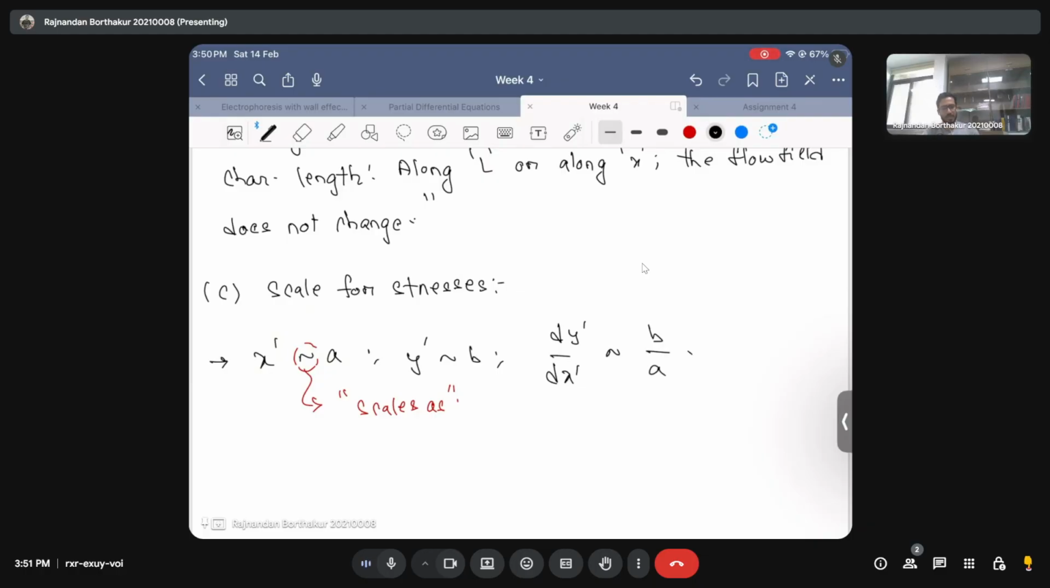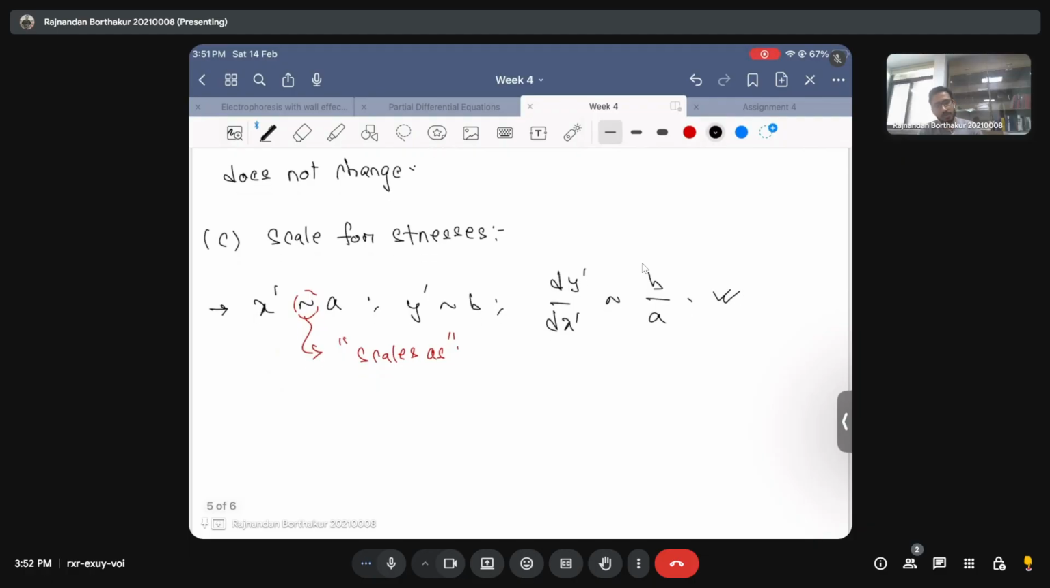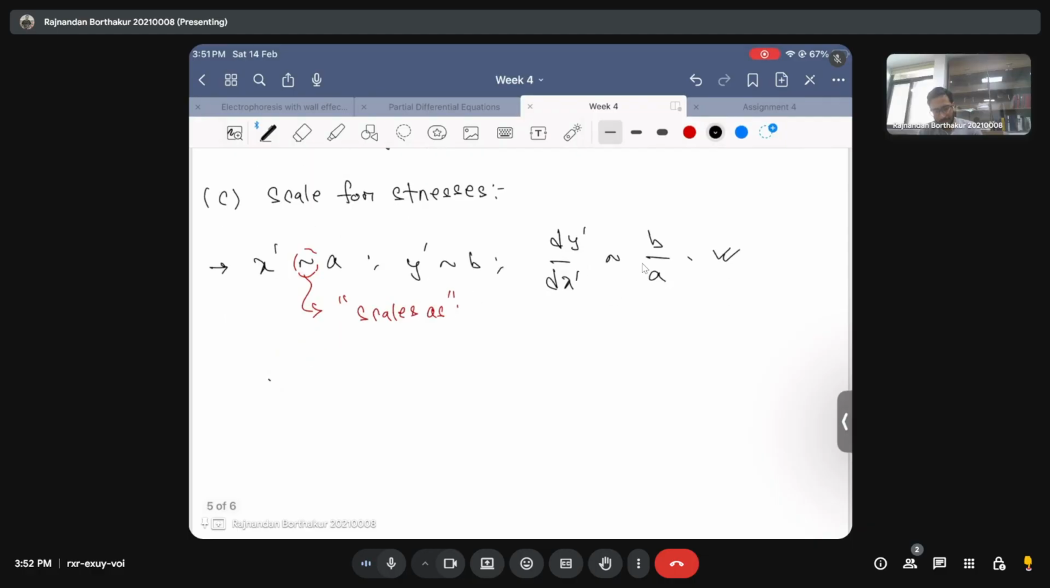Okay, so this is something that you need to understand while you try to figure out what the scales of stresses would be. If this is clear, then we can actually find out what the scales of stresses would be. For example, I can write, let's say we are considering a planar Couette flow, then the stress that I will have is nothing but tau xy, which is equal to mu times del u by del y.